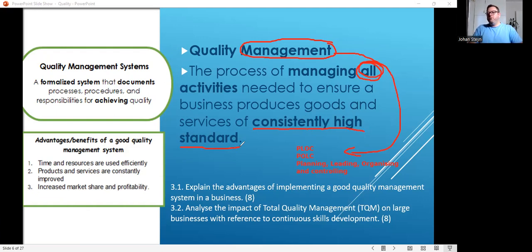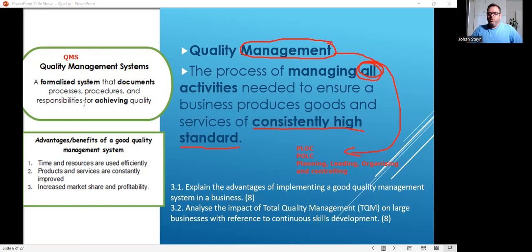Because you need to now implement a QMS. And now you're going to ask me, Mr. Steyn, what? Johan, what is happening? QMS. And that, ladies and gents, is a quality management system. Now, this is a formalized system that documents the processes, the procedures, and the responsibility for achieving the quality. Now, you remember in grade 10, you look at a business plan as the blueprint for the business.